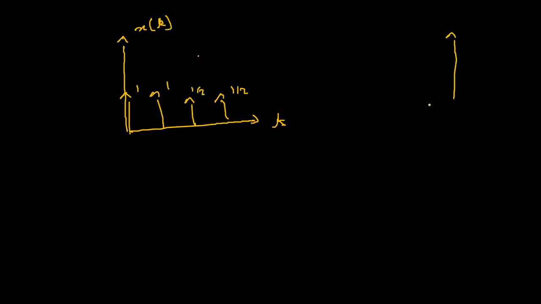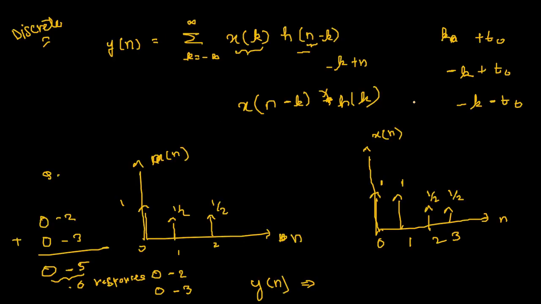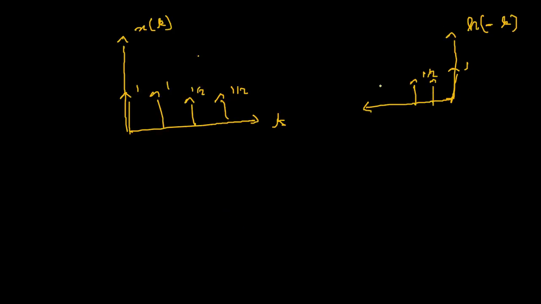So the first thing that we'll do is, we'll find h of minus k. Right. So h of minus k just means that you reverse the entire unit impulse signal. That is, you flip it about the y-axis. So you have 1, you have 1 by 2, and you have... wait, I think I made a mistake here. This is supposed to be 1 by 4. So this is 1 by 4.